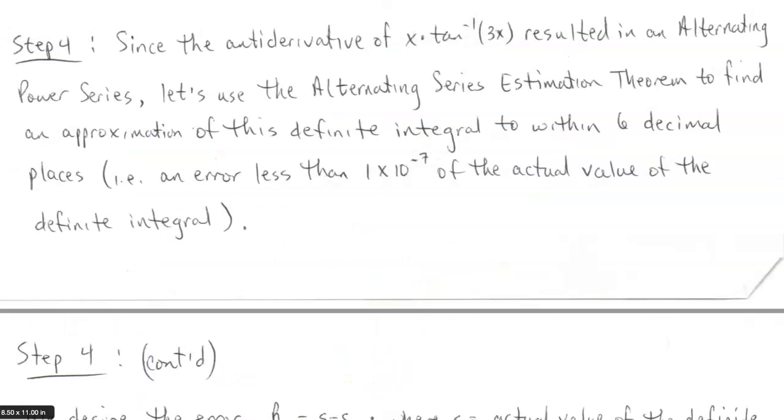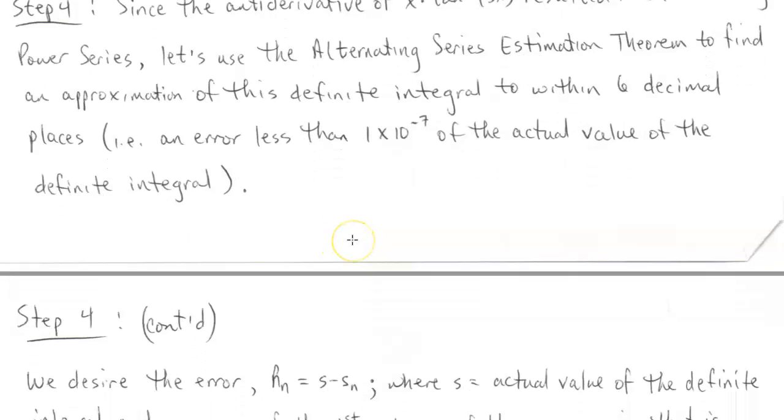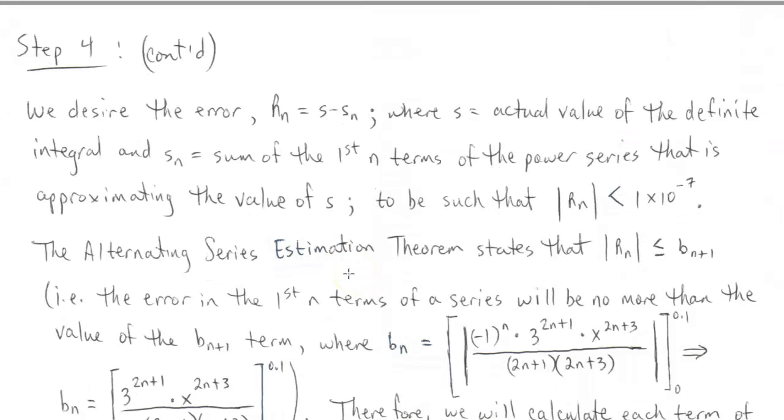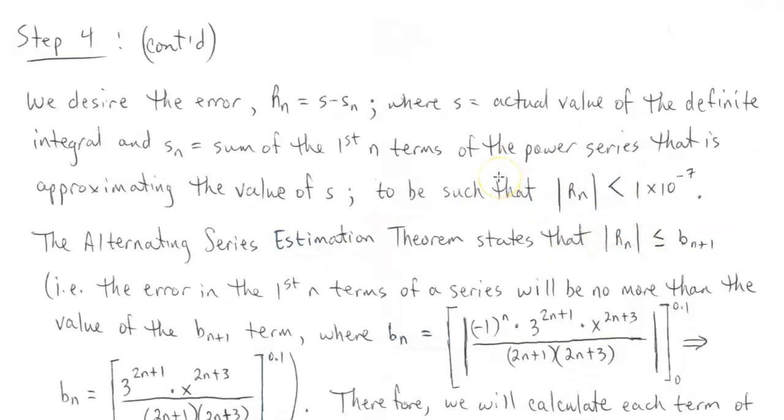And then from there we can tangibly evaluate the definite integral. So as I mentioned before, step 4, we know that since we have the antiderivative of x times arctan of 3x, we're just going to use the alternating series estimation theorem to approximate this integral to 7 decimal places, which is another way of saying that we want to be within 1 times 10 to the negative 7 of what the actual answer is. So to put it in the language of the alternating series estimation theorem, we desire some error, and we're going to call it R sub n, to be the difference between the actual sum of the power series, in this case, the actual answer for our definite integral, and here, what the first n terms of our answer would be.